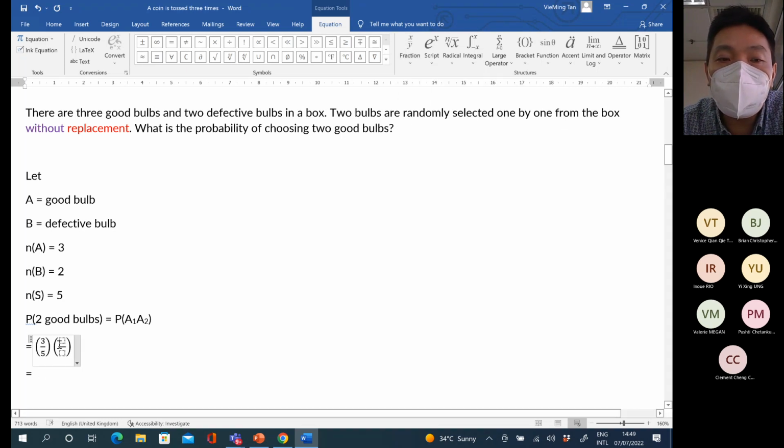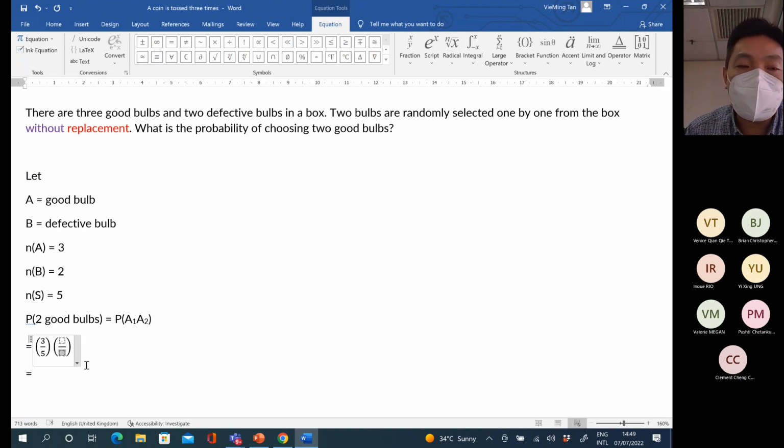Okay, so what is the probability that the second bug is in good condition? Okay, we start from the denominator. How many total bugs are inside the box when we choose the second bug? In total, how many bugs inside the box?